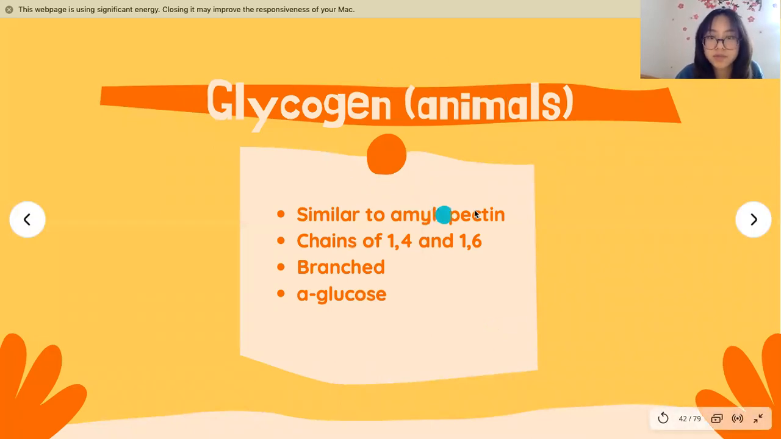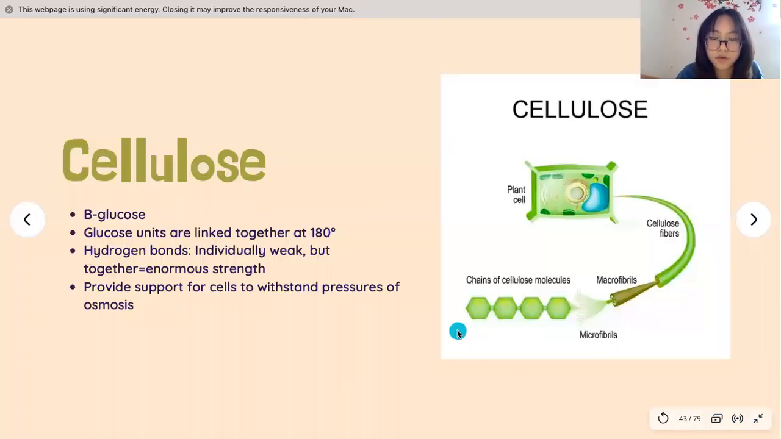Glycogen is found in animals. It's very similar to amylopectin. It contains 1,4 and 1,6 carbon chains, meaning that they are branched, and it's also composed of alpha glucose. Cellulose is made from beta glucose, and they're linked together at 180 degrees because of this. They're made from hydrogen bonds, which are individually weak, but they provide enormous strength when joined together, and this helps to withstand the pressures of osmosis.